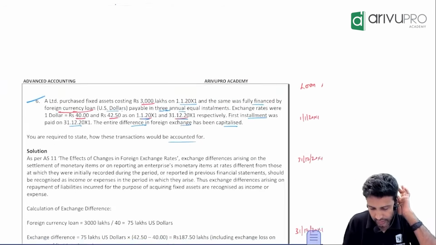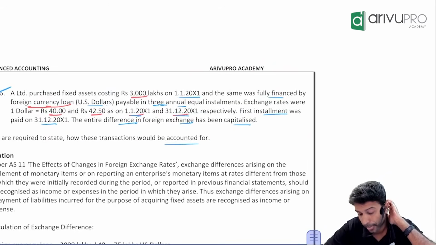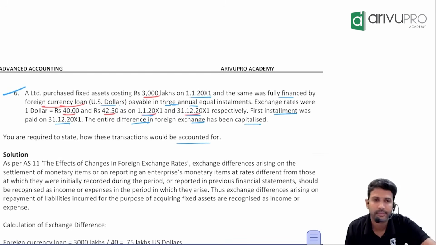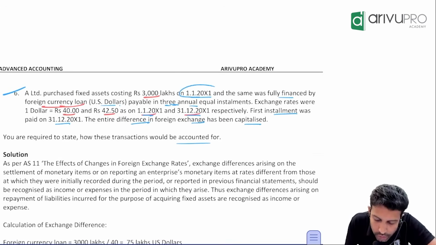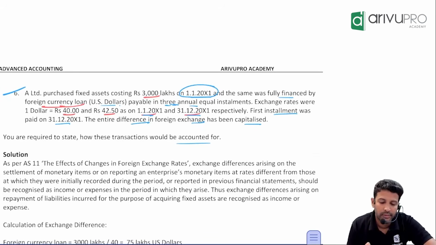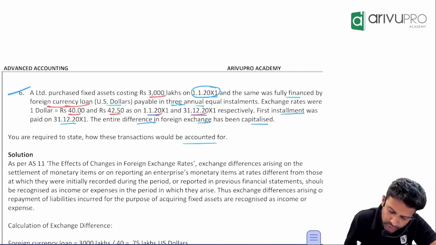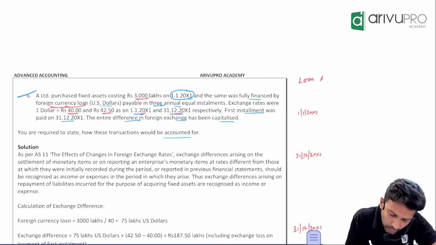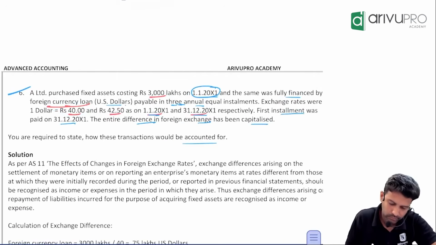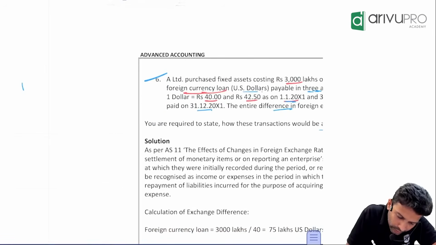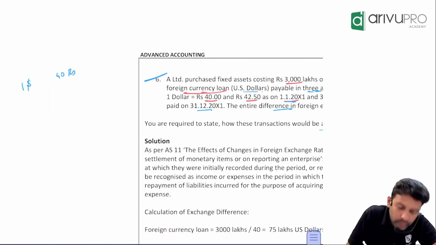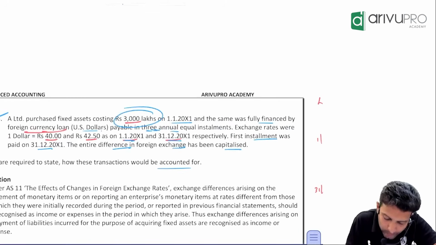How much loan have you taken in dollars? You have taken the loan on 1st January. 75 lakhs. Perfect. You purchased the fixed asset on 1st January and the loan also on 1st January. On 1st January, what was the exchange rate? 40. If you're confused about the calculation, $1 is equal to 40 rupees. How many Indian rupees have they given?